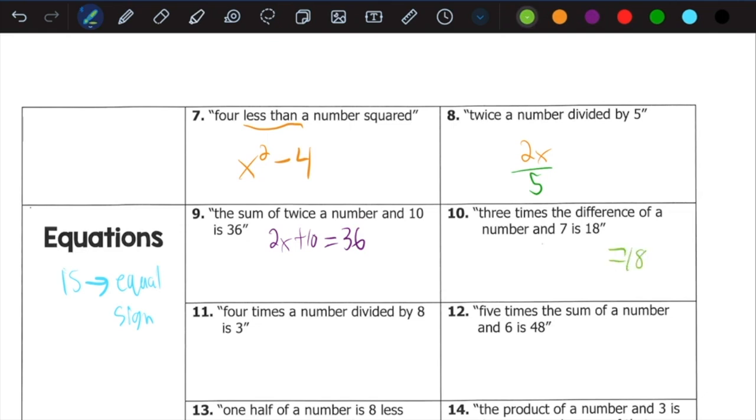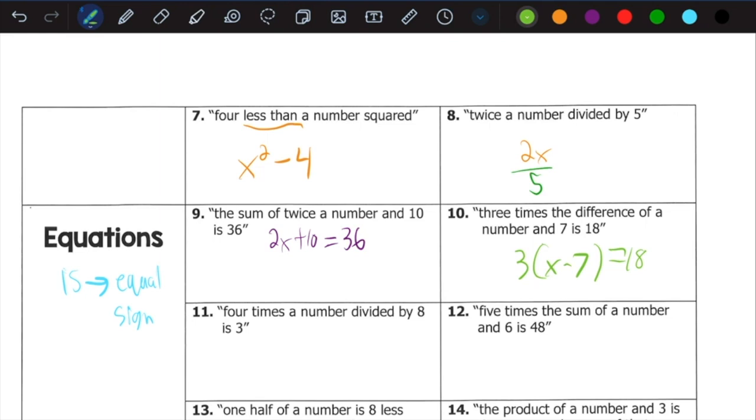So what equals 18? Well, 3 times the difference, remember difference is subtraction, it tells us it has to go in parentheses. So what are we subtracting? A number, so x, and that's our minus sign, 7. And we're doing 3 times that, so this 3 is going outside the parentheses. And if it's outside the parentheses, that automatically means it's multiplying, so I don't need to put any symbols there.